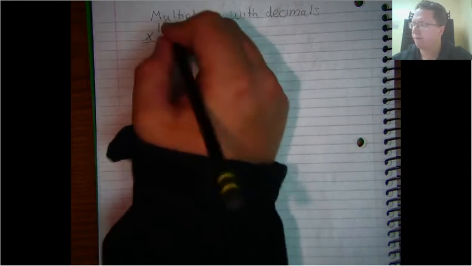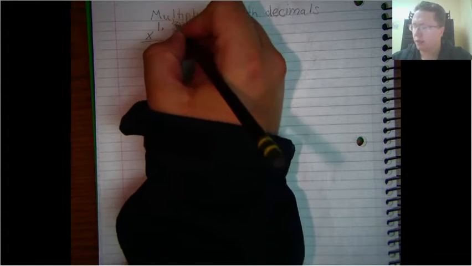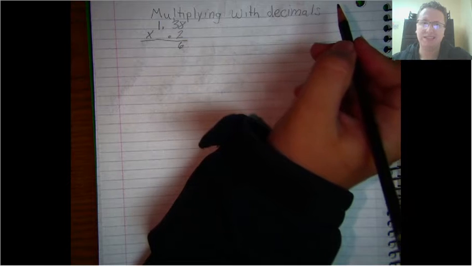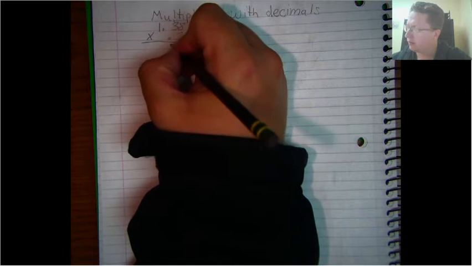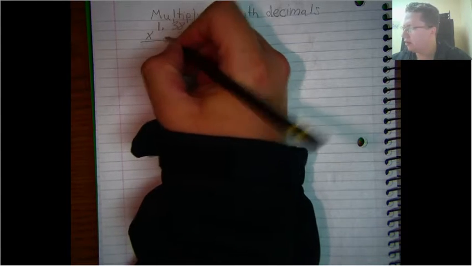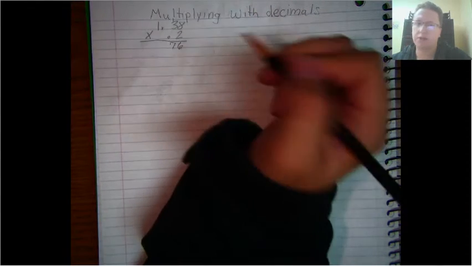2 times 8 is what? 16. So write your 6, you'll carry your 1. 2 times 3, 6, plus the one that you carried is 7. So 7. Now, 2 times 1 is what? 2. Okay, so it looks like your answer is 276. And this would be true if it was 138 times 2. But it's not. The problem says 1 and 38 hundredths times 2 tenths.